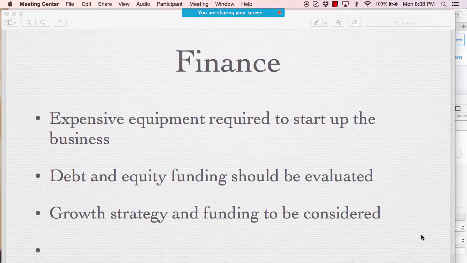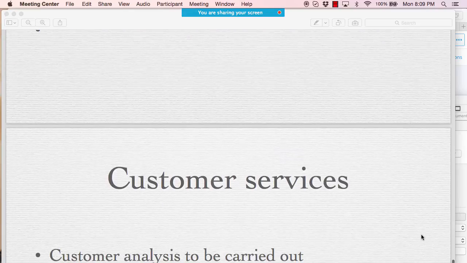Finance: expensive equipment required to start up the business. Debt to equity funding should be evaluated. Growth strategies funding to be considered as well, because how am I going to fund this growth strategy? When we are looking for funding, we need to match our funding and the opportunities as well. If it's a short-term thing, we need to match it with short-term funding. If it's a long-term investment, then we can go in for something like equity, which is long-term as well. Any questions so far, Puneet?